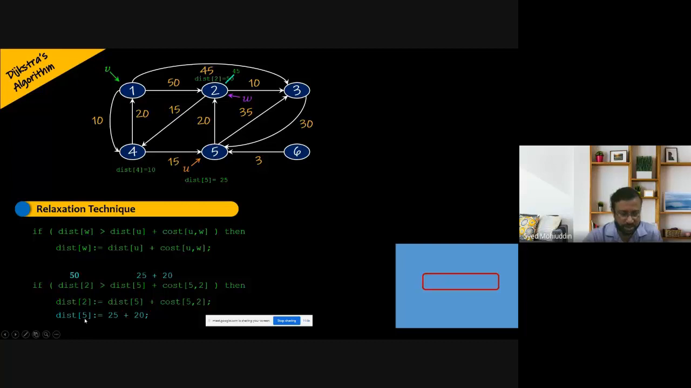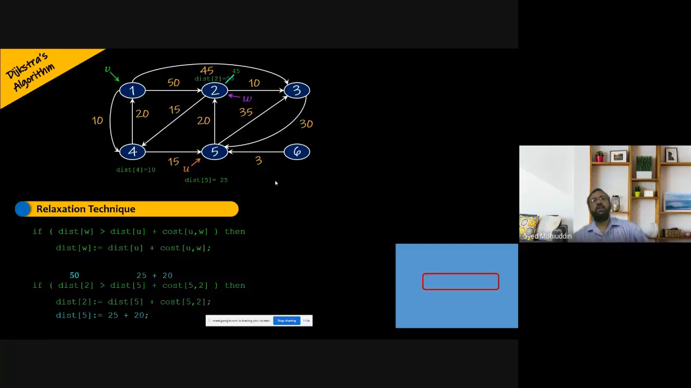So here there is a mistake in the slide. Distance of 5, I have it over here. It should be distance of 2. Distance of 2 will be 25 plus 20, which is 45. So we found a path which gave us the less distance. So we updated the distance. That is what is known as relaxation technique.